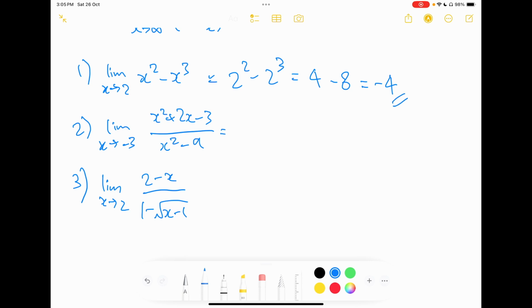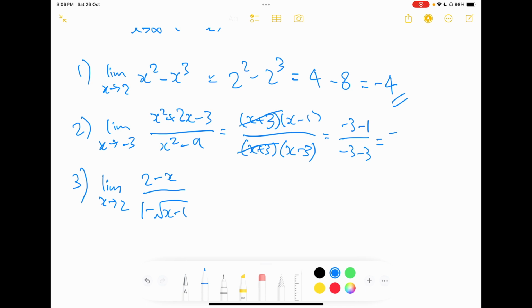For the second one, it takes a bit of factorization, but it's also nothing too complicated. It's (x + 3)(x - 1) divided by (x + 3)(x - 3). And you'll find that you can actually cancel out these two. The same thing: if you substitute x equals negative 3, after that, you would get negative 4 divided by negative 6, which can be simplified to 2 divided by 3.